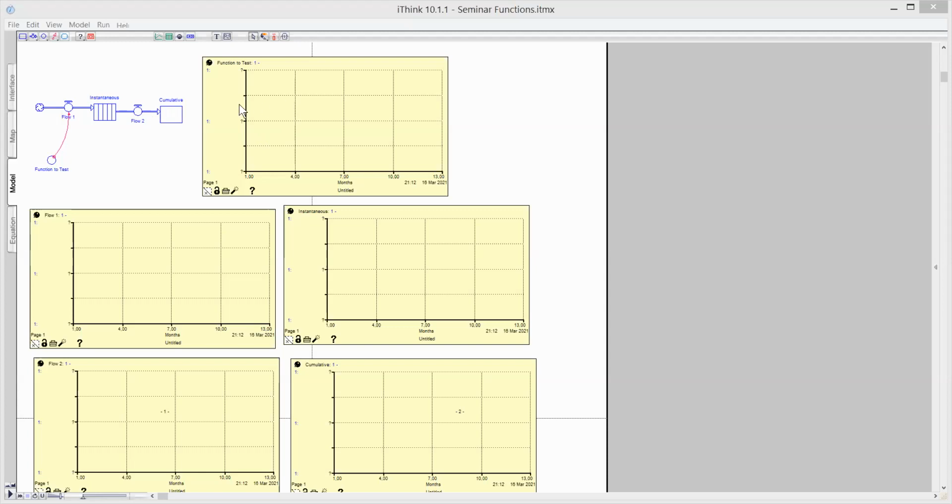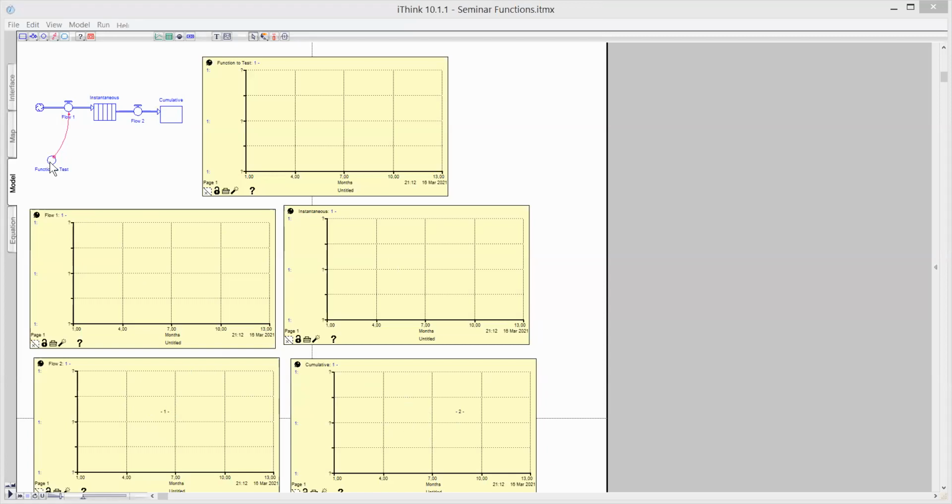So the 5 graphs I've got here: I've started with the function I test, so I can go back to see if I'm seeing what I'm supposed to see. I look at flow 1. Then I look at what is happening, what I call instantaneous. That conveyor of mine, I've given a time interval of one time element, which will tell me how it's going through the system. Flow 2 is just to confirm that what's going in is the same as what's going out. And then the cumulative graph at the bottom right will tell me what's happening in my cumulative stock.